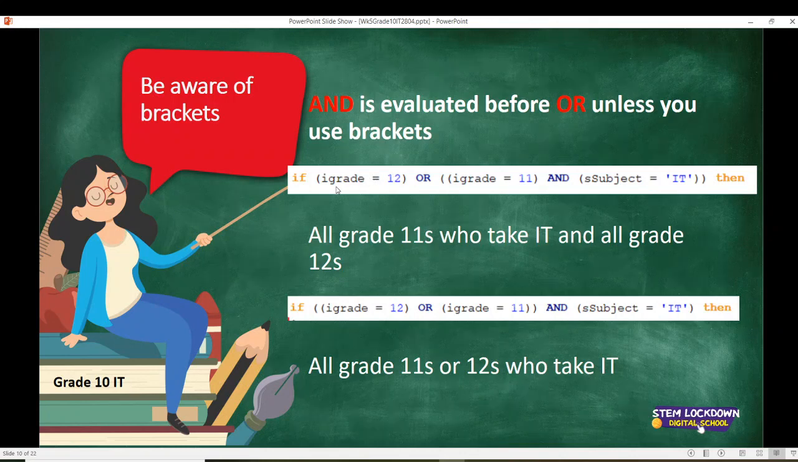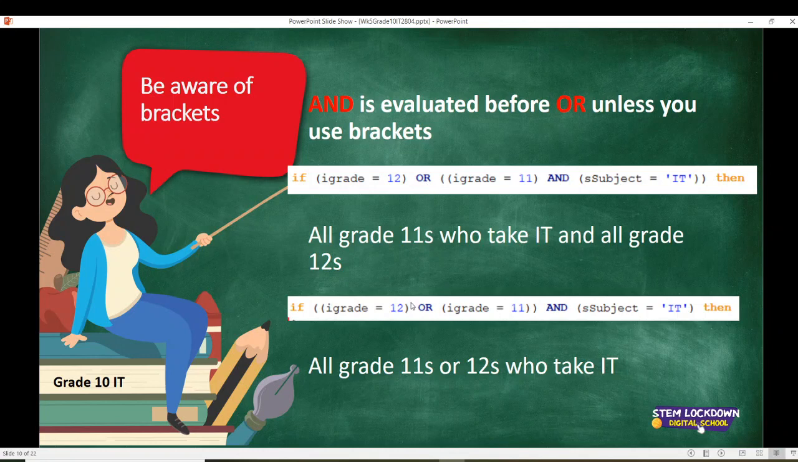So this if statement here, as you can see is explained at the bottom here, is going to be if I grade equals 12 or I grade equals 11 and S subject equals IT. So it's going to be all the grade 11s who take IT, or the grade 12s, or children in grade 12. And again, if you have a look at how it's phrased in English, all grade 11s who take IT and all grade 12s. Okay, so in English I've said and, but in my if statement I've got an or again.